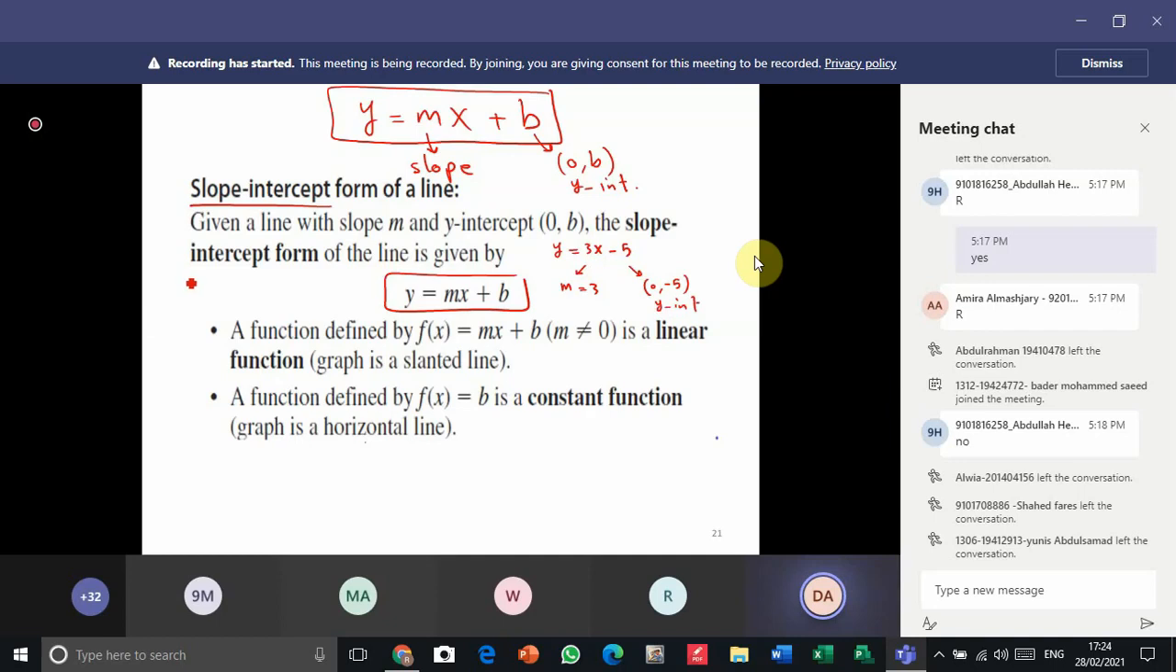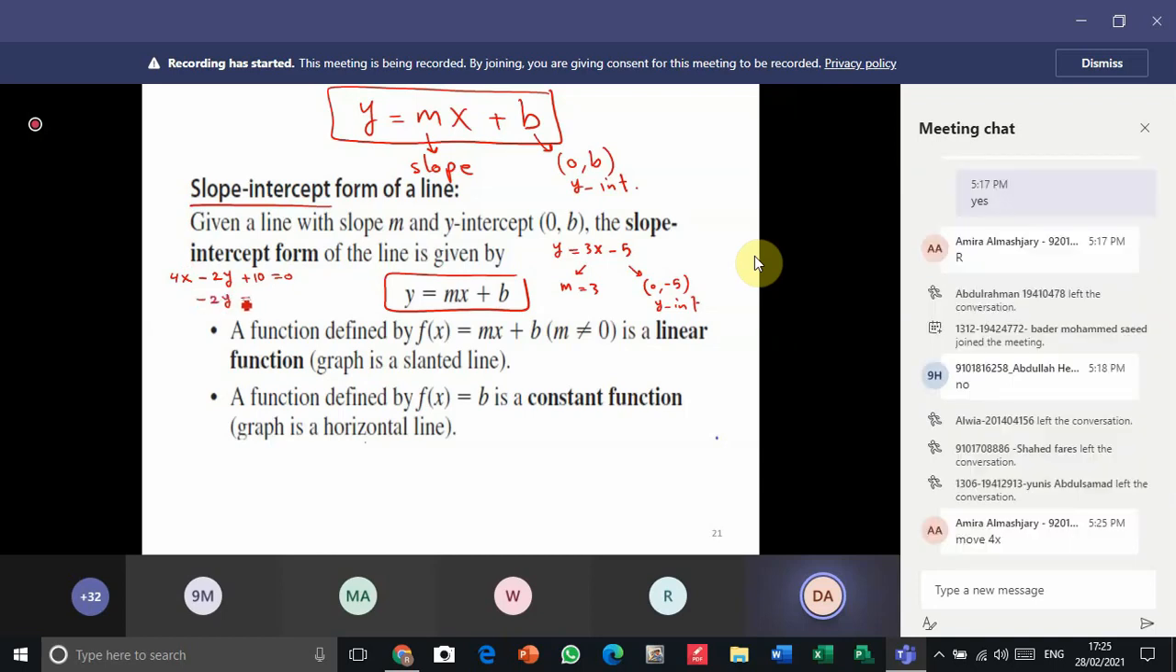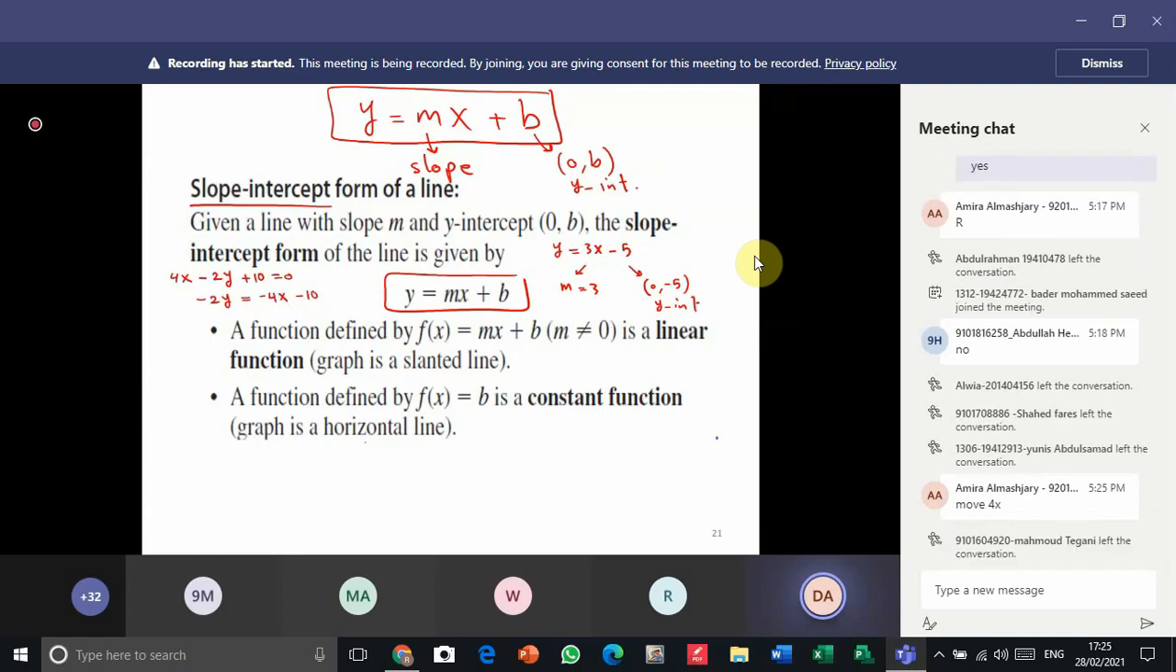If we have, for example, x minus 2y plus 10 equals 0, we cannot obtain the slope or the y-intercept directly. We must convert it to slope-intercept form. How can we convert it? Put y on the left-hand side. Any term other than y, put on the right-hand side. For example, we have minus 2y equals minus x minus 10. Also, the coefficient of y must equal 1.